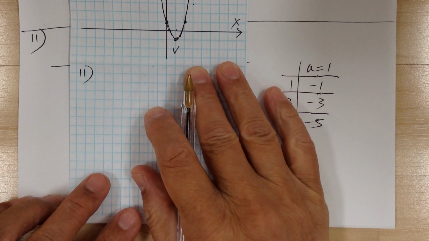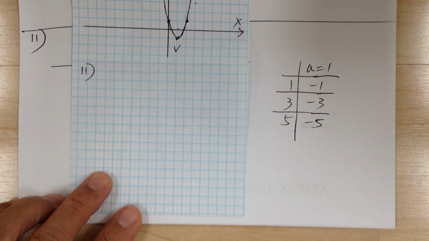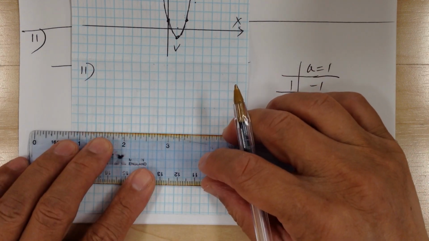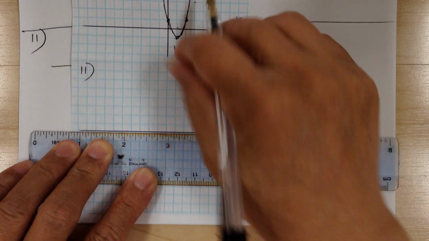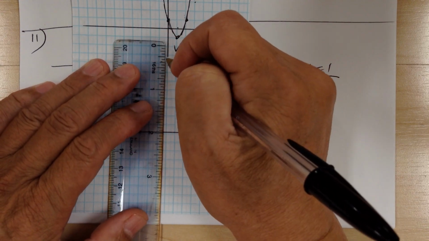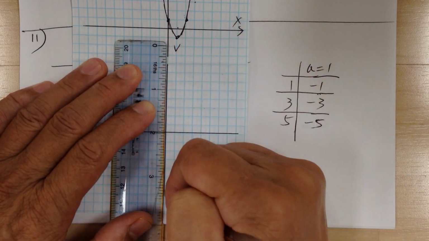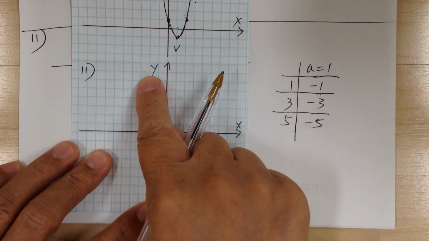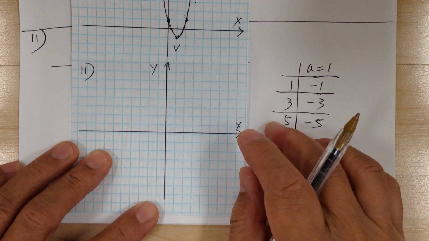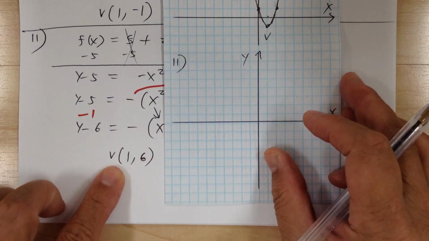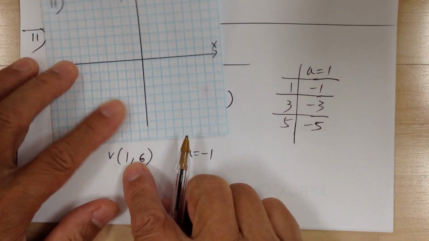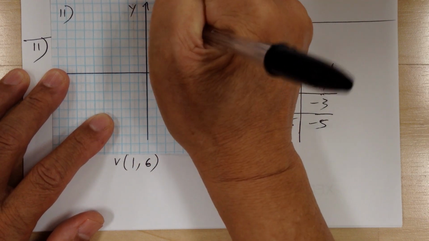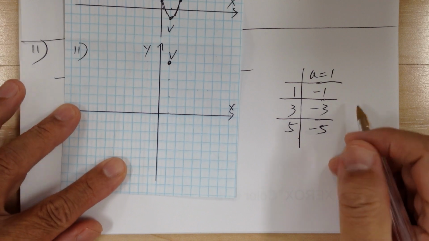Number 11. Again, always a good idea to label your x and y axes. So the vertex is 1, 6. So go to 1, 6 right over here. That's the vertex. Now you have to use the increment.